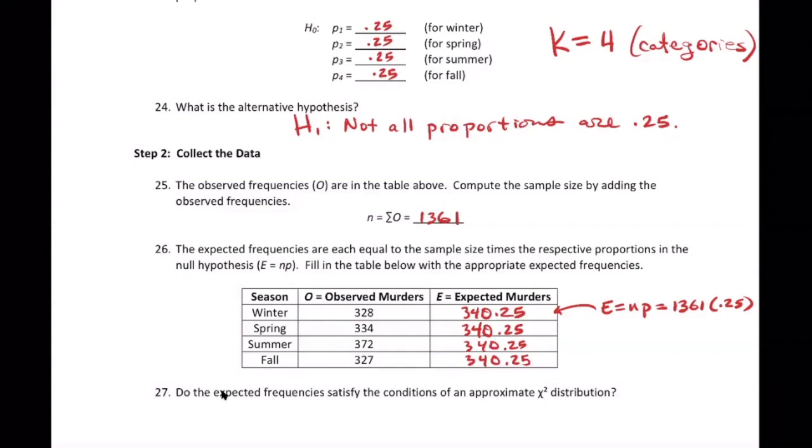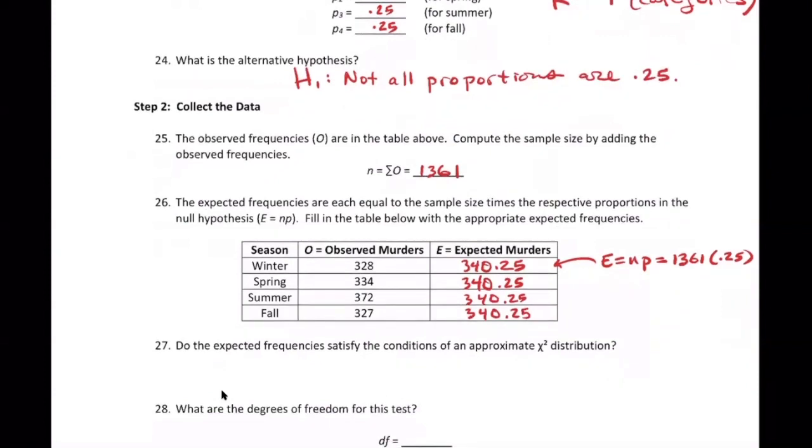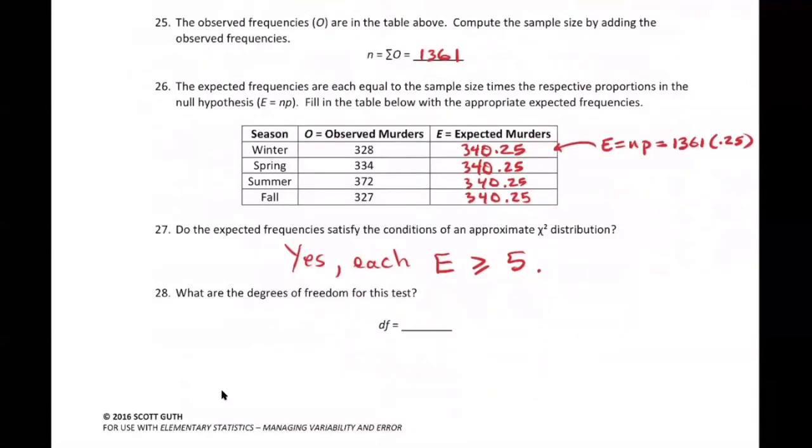Any questions? Now the criteria, remember, is that each expected frequency has to be at least 5. So here we have satisfied that. Yes. Each E is greater than or equal to 5. Okay, any questions?